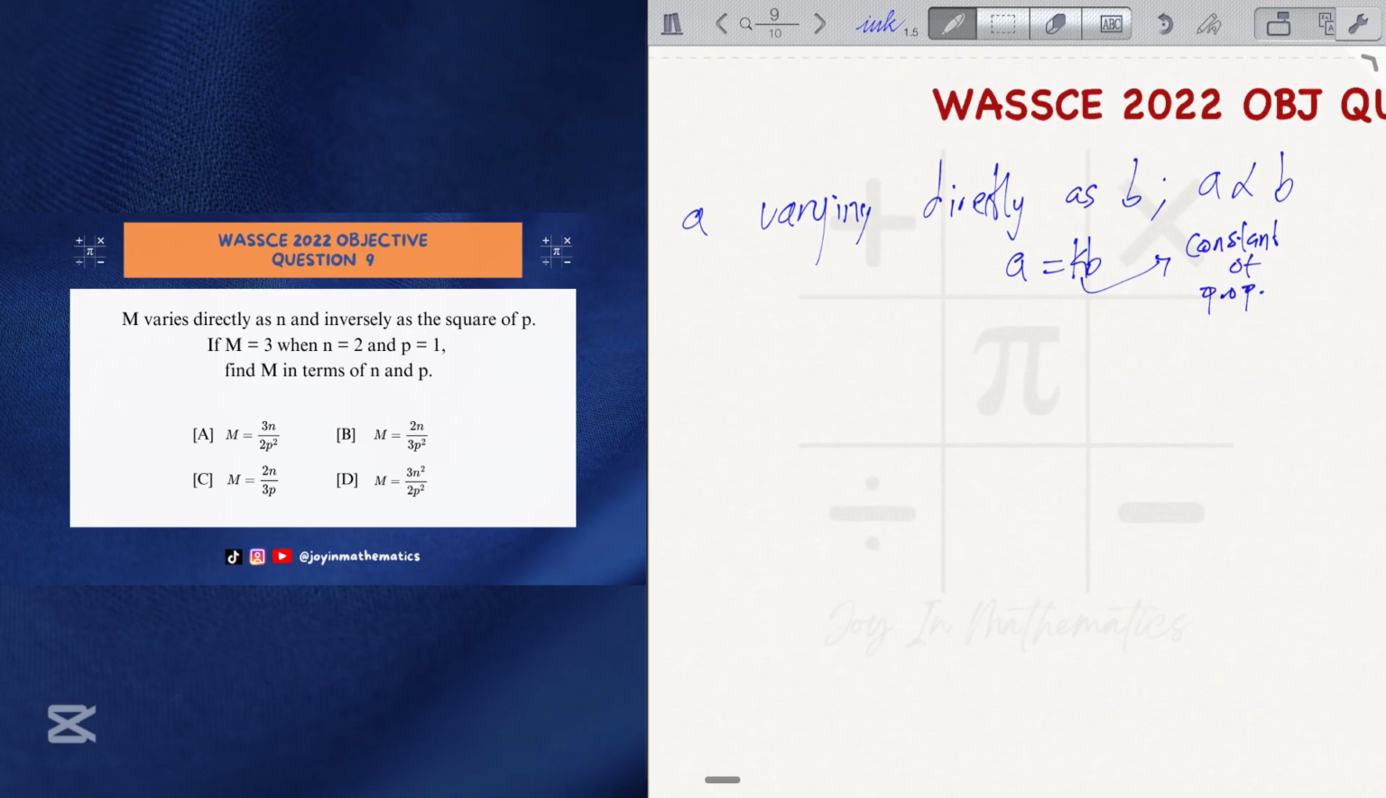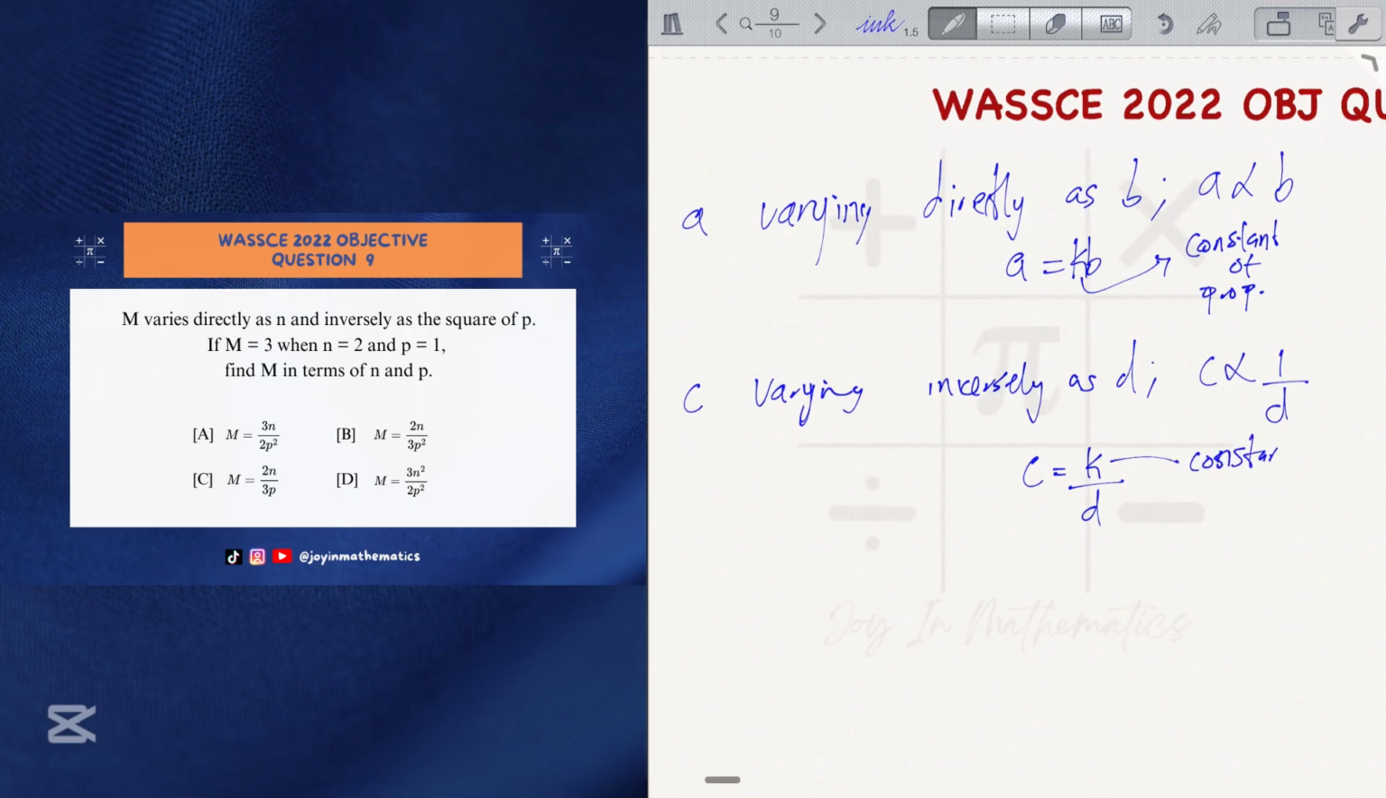Similarly, if we have, and let's not use a again, let's use c varying inversely as d. So we are saying c is proportional to 1 over d. And in view of this, we'll have c equal to k over d, where k is the constant of proportionality.